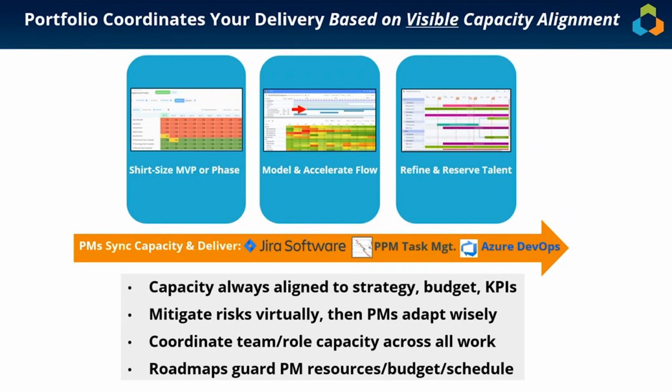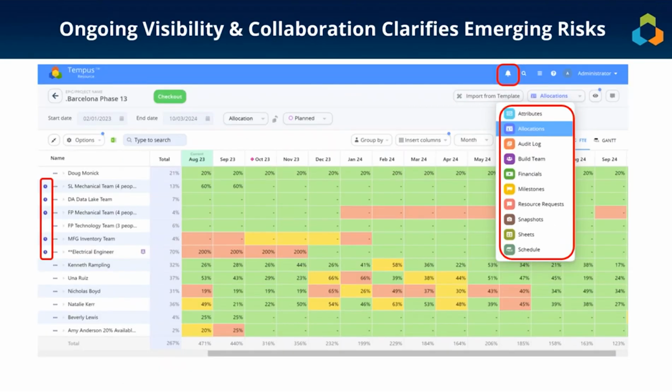You see, capacity is the currency of coordination. It's how portfolios coordinate their work. And so your capacity will always be aligned to strategy and KPIs if you've sized it properly. You'll have portfolio management working on your behalf to mitigate risks. And then you can adapt wisely to data-driven adaptations, have data-driven discussions with the functional managers that are providing resources for your system and your solution. And this happens on an ongoing basis. This is not just a one-time exercise. As you routinely do this, you've got continuous visibility and collaboration to address emerging risks that come on.